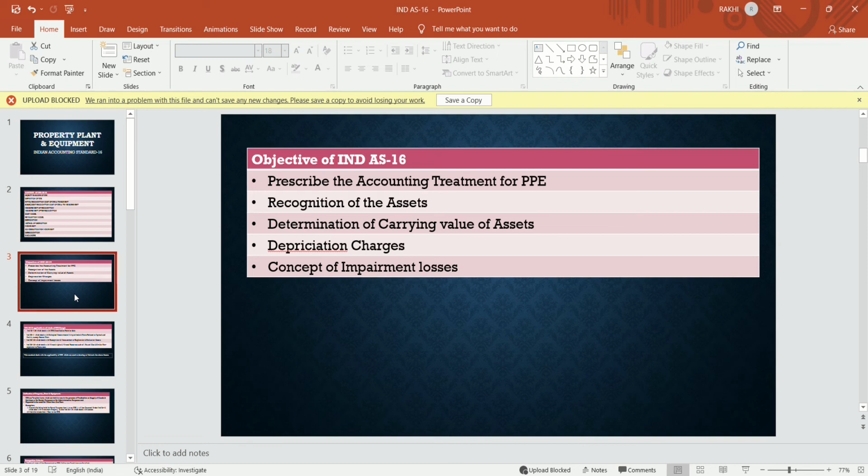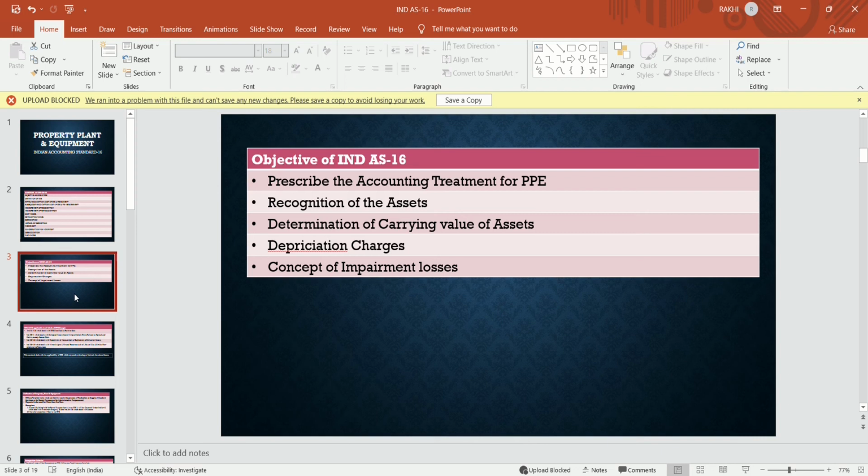Ind AS 16 also helps the company to determine the carrying value of the asset. How does the company determine the carrying value of its asset? Then how will the company charge depreciation on the value of the asset? What was the process of depreciation? Which method is to be adopted by the company? Ind AS 16 tells the company which method to adopt. It says about the method and the process of charging depreciation.